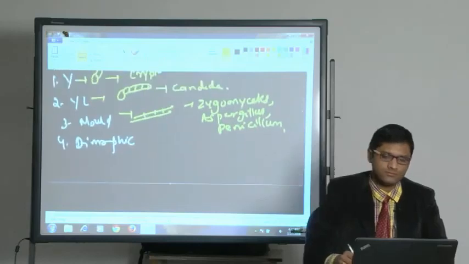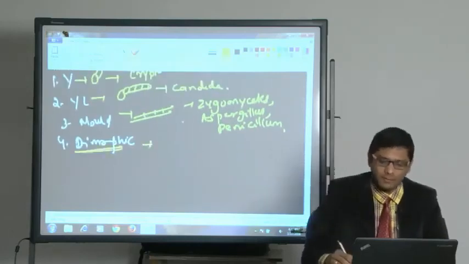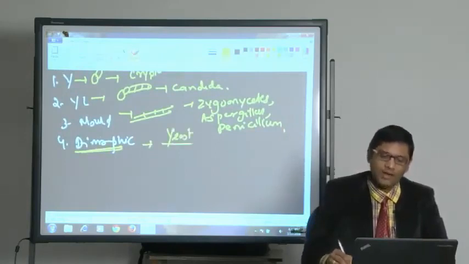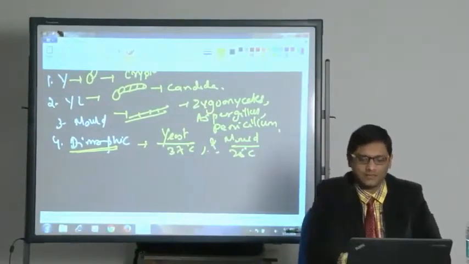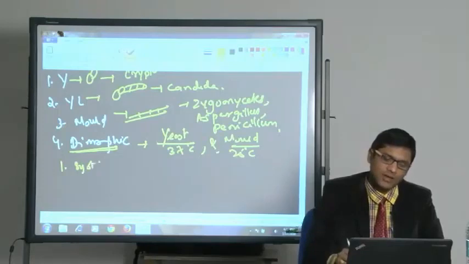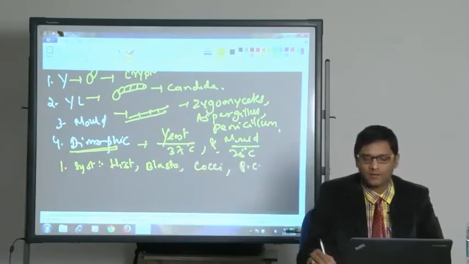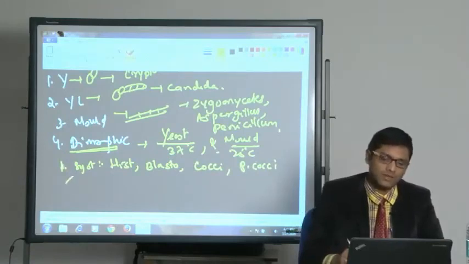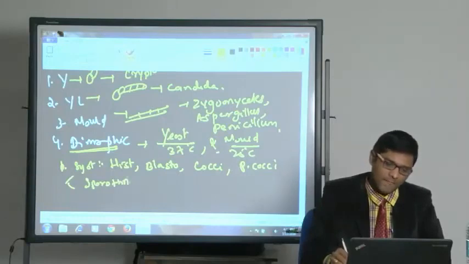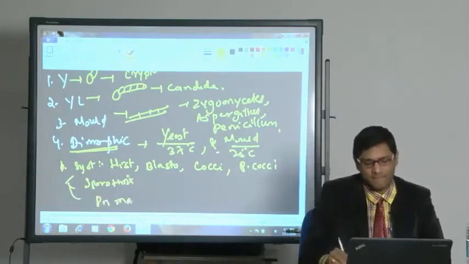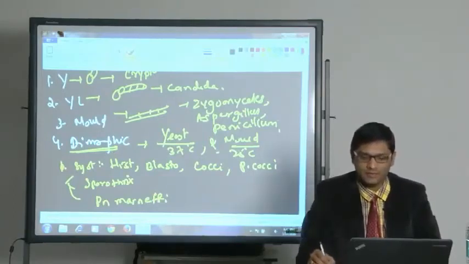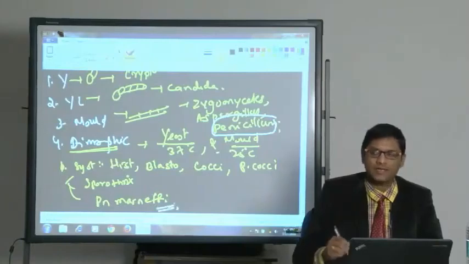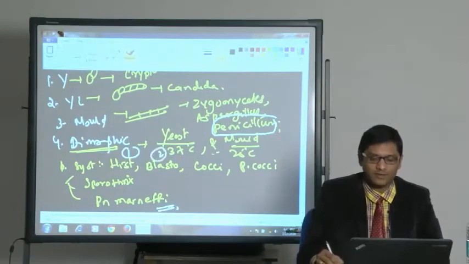Dimorphic fungi are the type of fungi which exist as yeast at 37 and mold at 25. Various examples are all the systemic fungi like Histoplasma, Blastomyces, Coccidioides and Paracoccidioides. Apart from that, Sporothrix schenckii and Penicillium marneffei. See, Penicillium as such is what? Mold. But Penicillium marneffei is an example of dimorphic. So total 6 examples of dimorphic fungus.